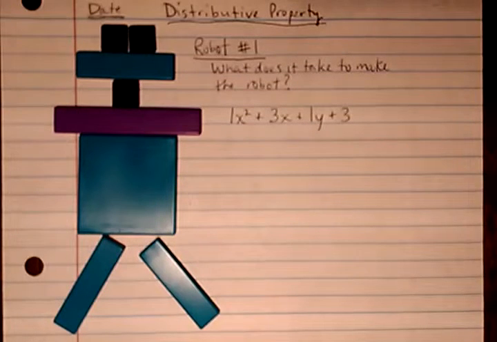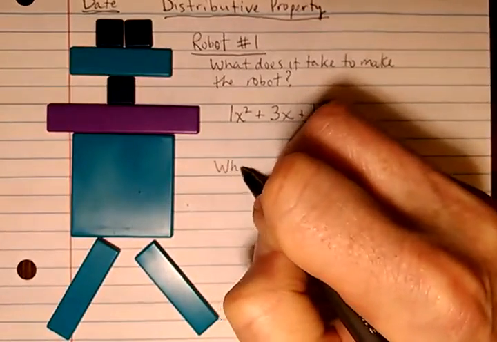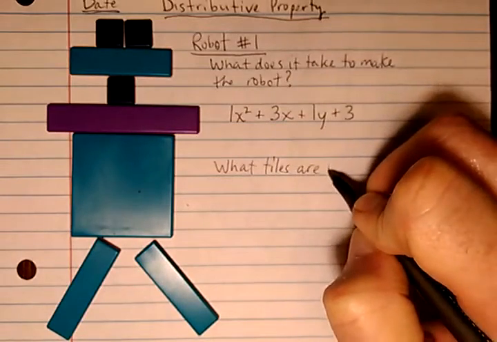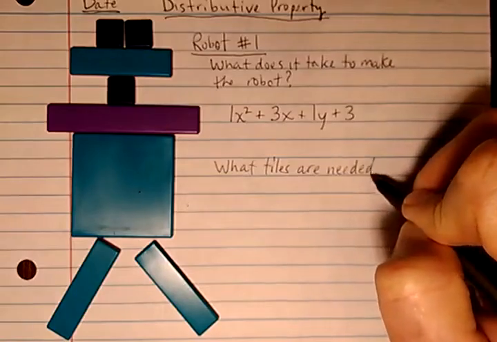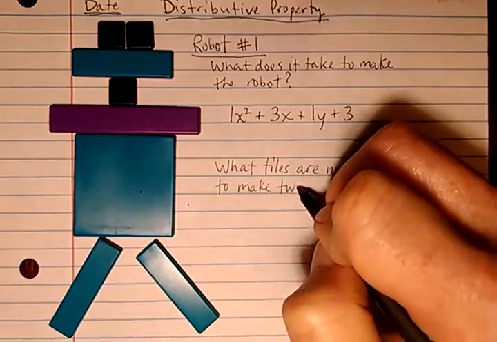But what if I say that I want you to make 2 of these robots? What would it take to make 2 of these robots? You have to make them exactly alike. What tiles would you need? Well, one way to figure that out is to use the distributive property. First, let's write our question. What tiles are needed to make 2 robots?